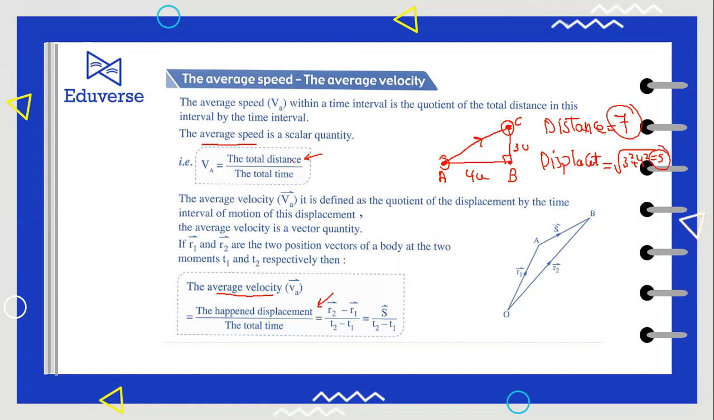And here is the difference between average speed and average velocity. Average speed depends on distance, but average velocity depends on displacement. Why? Because speed is a scalar quantity like distance, but velocity is a vector quantity like displacement.